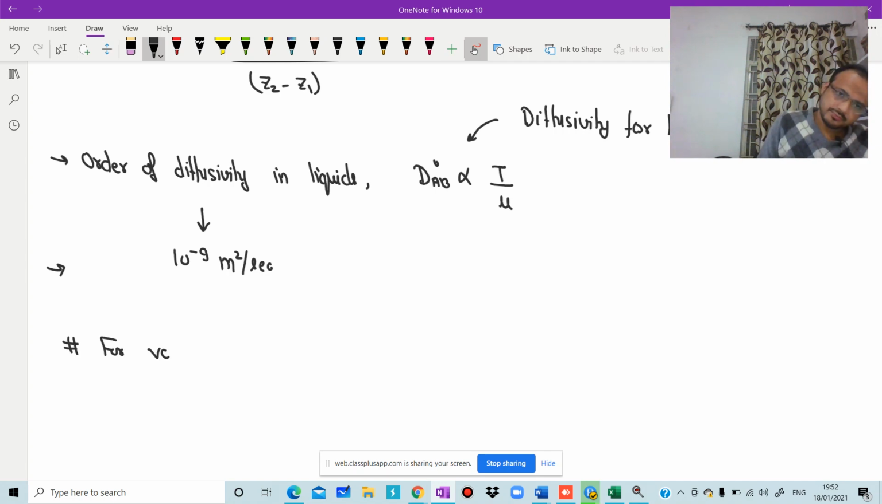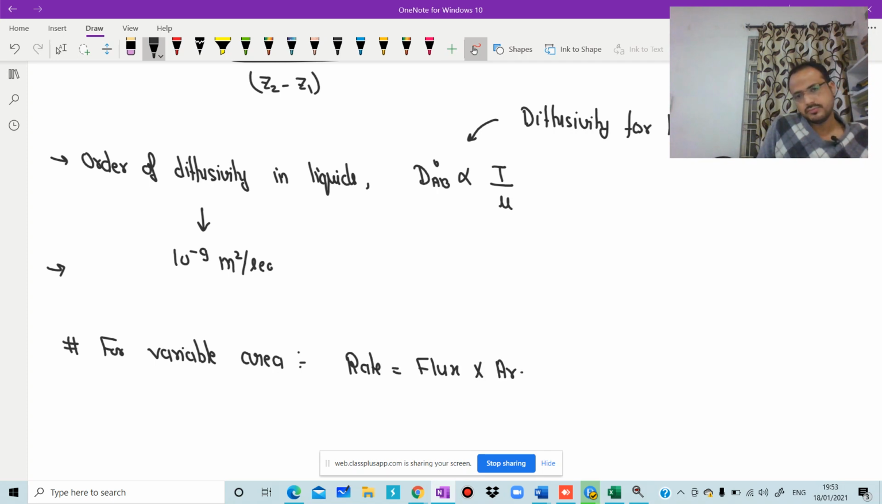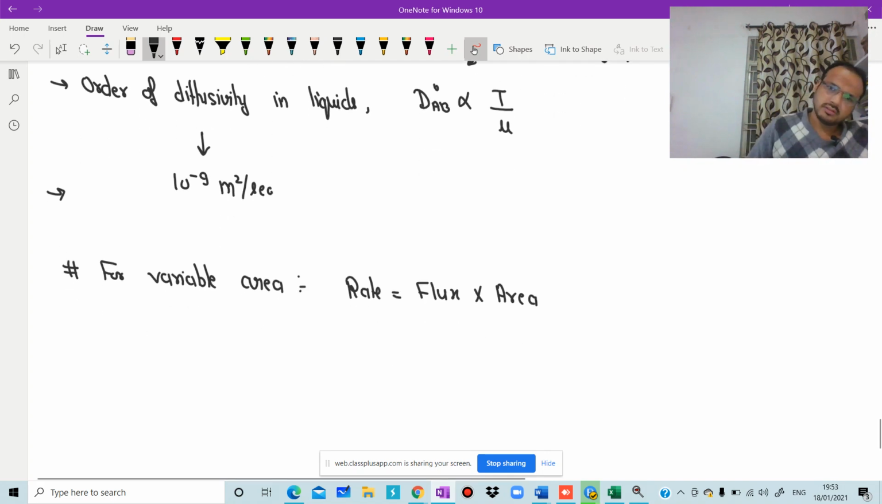For variable area, based on this concept, they asked a question in 2019, 2 marks. The answer of that question was 8. Very nice question. Rate is equal to flux into area, which is constant. If you have the value at one position, then you are able to calculate at another position. In GATE 2005 or 2007, they asked a question. You solved 3 mole per centimeter square per second. That is constant.